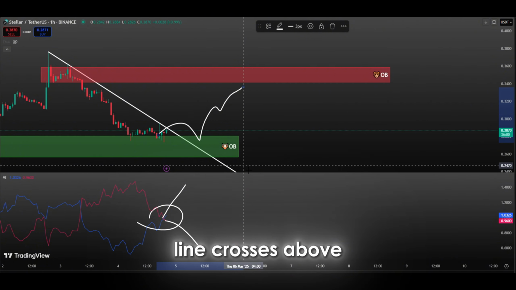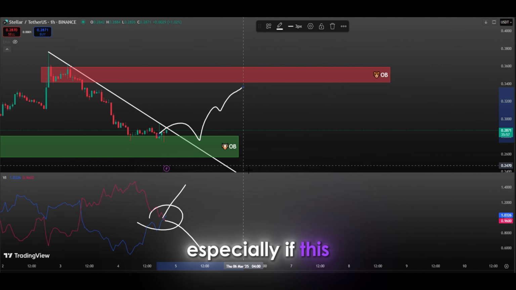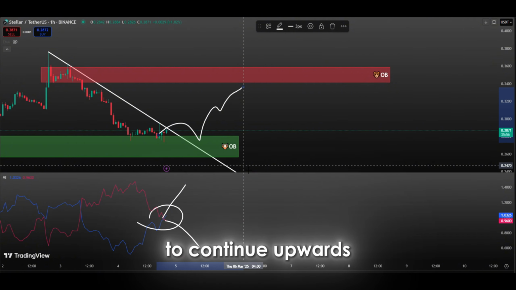When the blue line crosses above the red line, it indicates that recent price movements have shifted in favor of buyers, and the market is gaining positive momentum. Especially if this intersection occurred at a strong support zone, the price may be more likely to continue upwards. Since the blue line has moved up, we can say that an uptrend has arrived for the price.